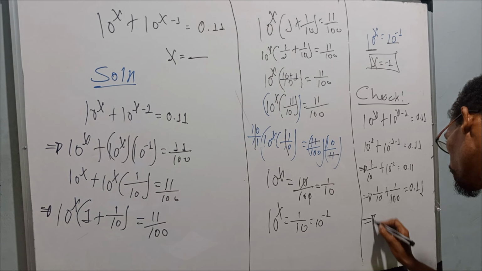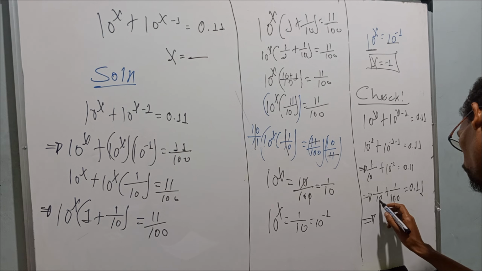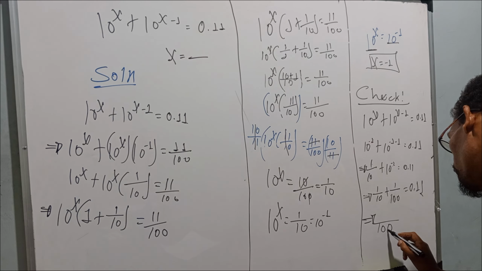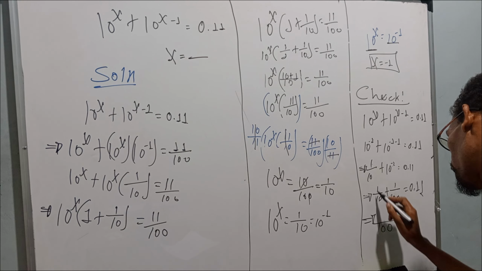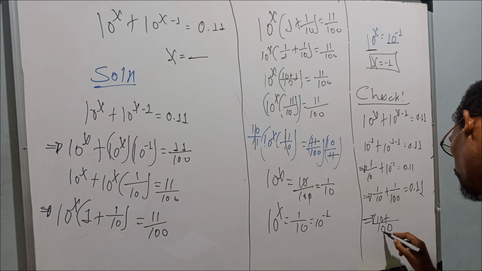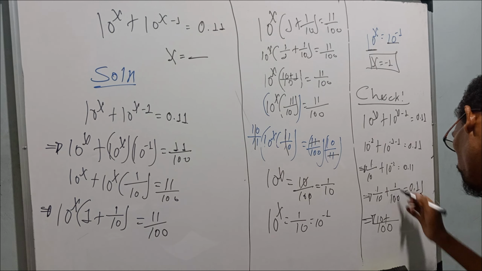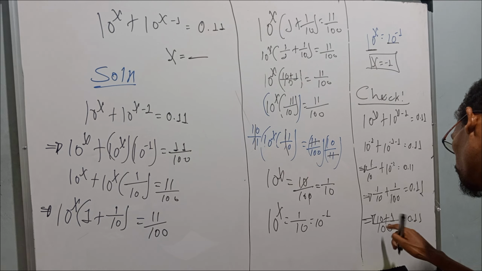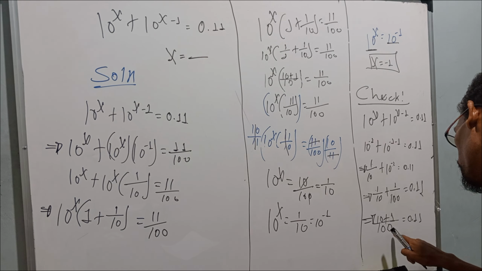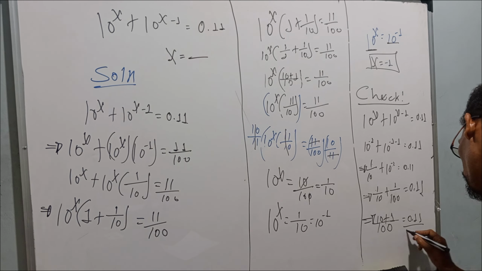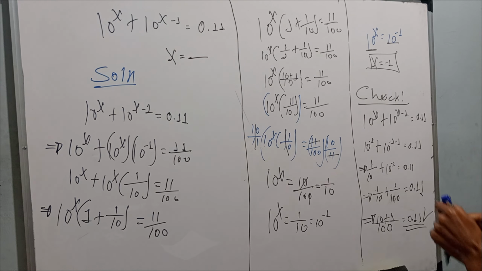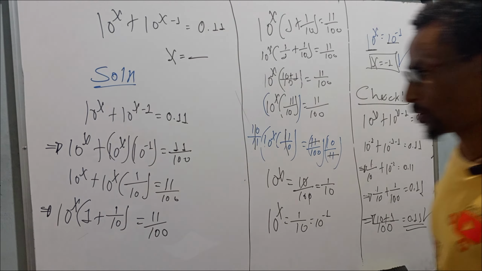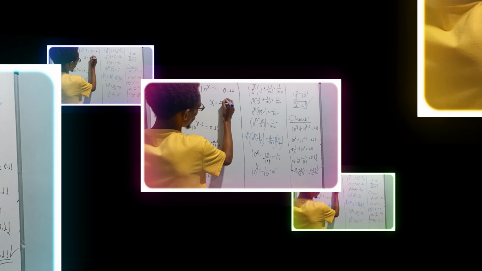Now we take the common multiple of 10 and 100, which is 100. 100 divided by 10 is 10, 10 times 1 is 10 here, plus 100 divided by 100 is 1, 1 times 1 is 1, which is equal to 0.11. Then 10 plus 1 is 11. 11 divided by 100 gives us what? 0.11. So the value of x, which is equal to minus 1, is the solution set of our equation. So x must be minus 1.